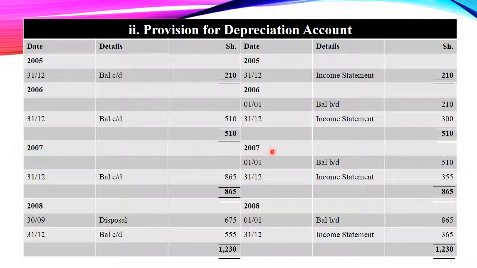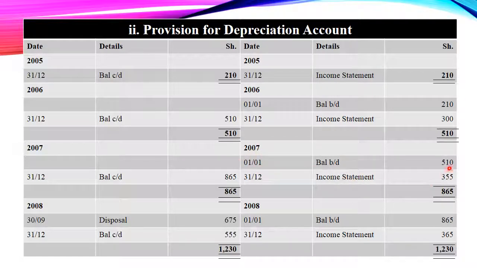In 2007, again, we are going to start with the amount that is brought down from the previous period, which is 510 shillings. So you have your figure brought down of 510. Then on 31st of December of 2007, the figure that will be posted to the income statement is 355. This is the total depreciation in 2007.